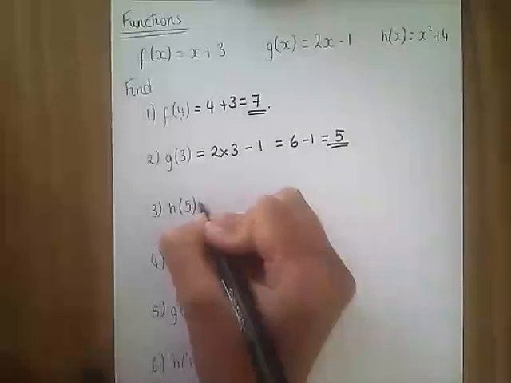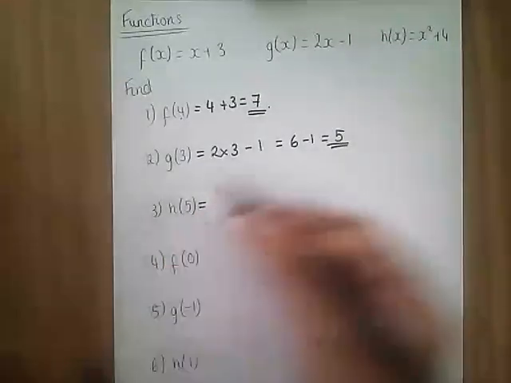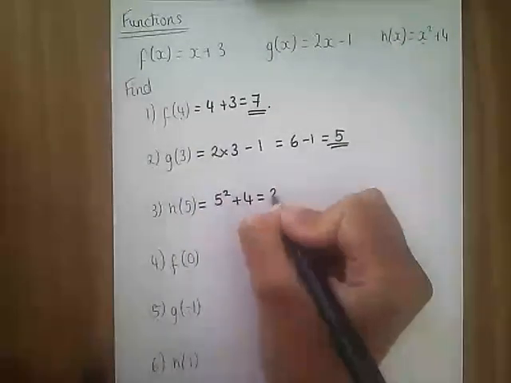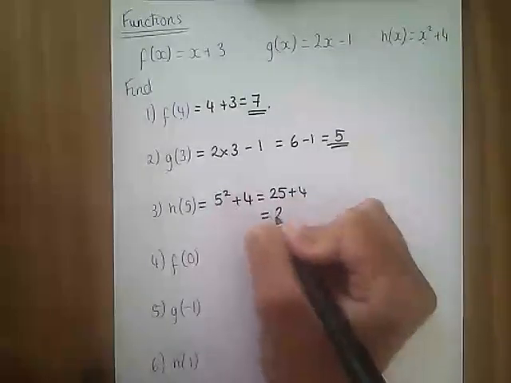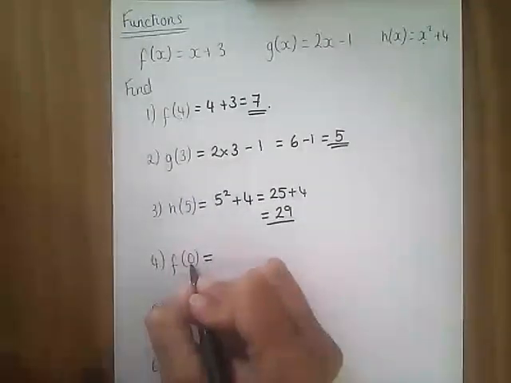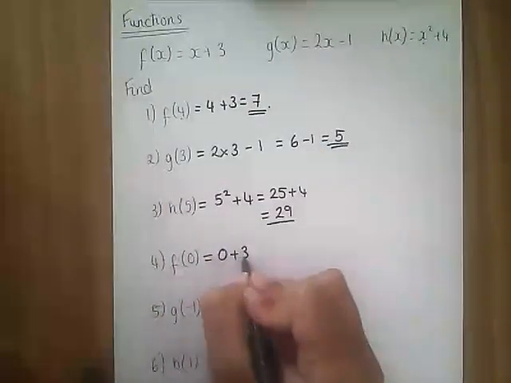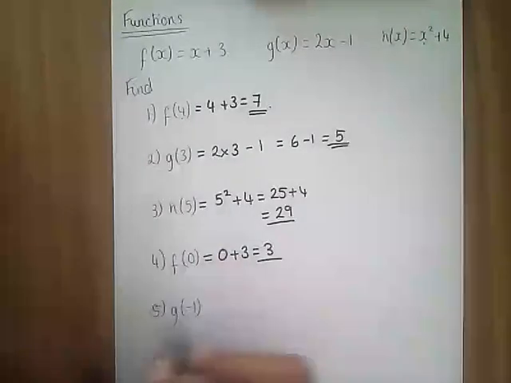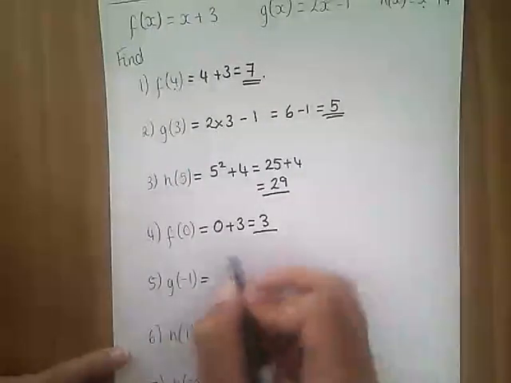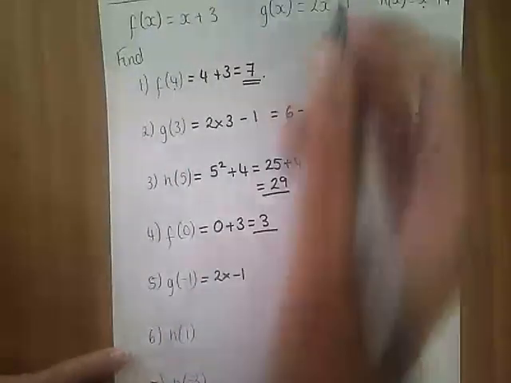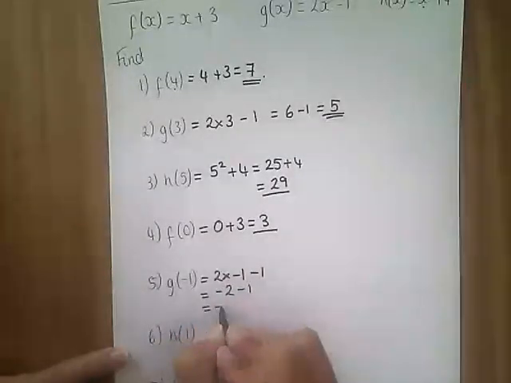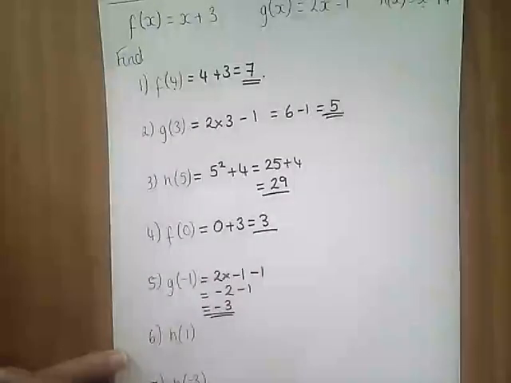Okay, h of 5. So we're substituting 5 wherever x is. So we've got 5 squared plus 4. 5 squared is 25. So it's 25 plus 4, which makes 29. Okay, f of 0, substitute 0 where x is, so we've got 0 plus 3, which makes 3. Now we're into a bit trickier, we're into negatives. So g of minus 1, so we've got to do 2 times minus 1, take away 1. 2 times minus 1 is minus 2, take away 1 makes minus 3.